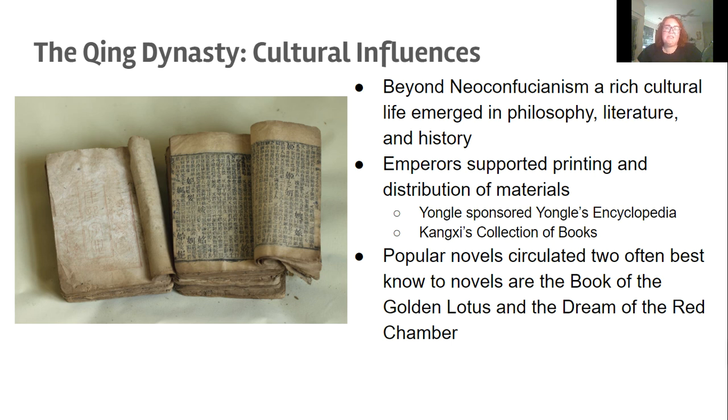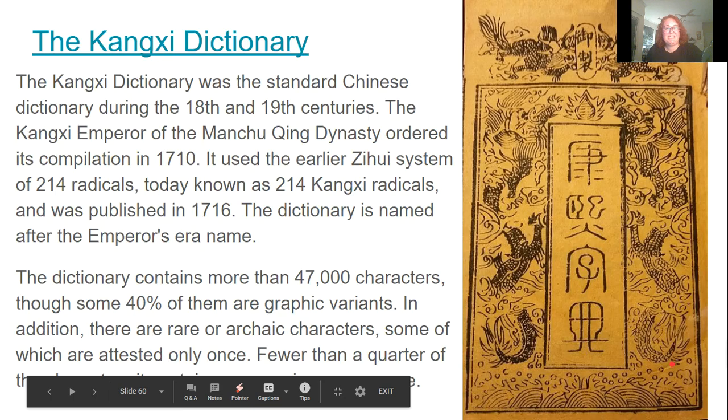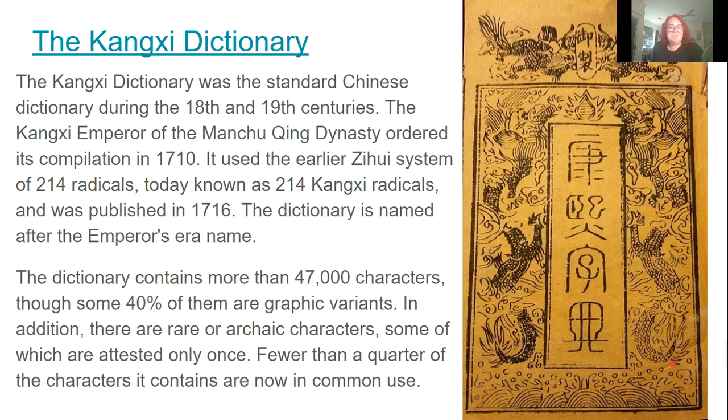Some of the things that were left behind by the Qing dynasty was a very rich culture. You saw a Neo-Confucianism culture that displayed the emergence of philosophy and literature and history. Emperors supported printing and distributed materials on a mass scale. Yongle actually sponsored the Yongle Encyclopedia, and then you saw the Kangxi's collection of books. The best known popular novels that circulated were The Book of the Golden Lotus and The Dream of the Red Chamber. So this is what those look like.